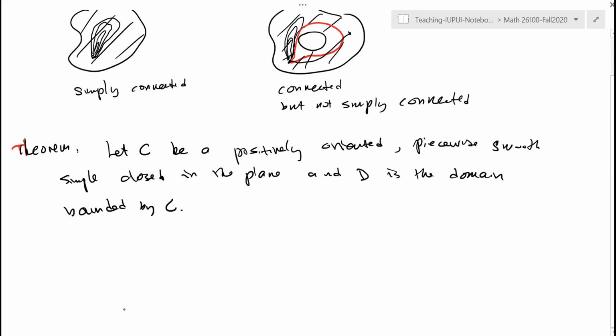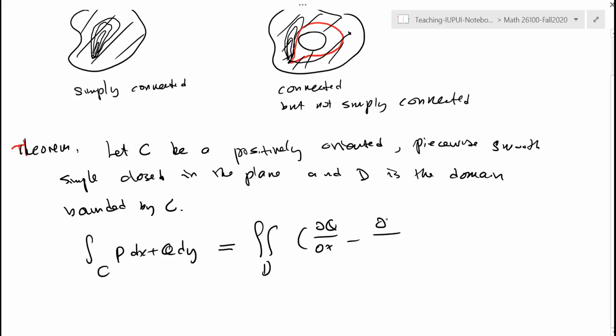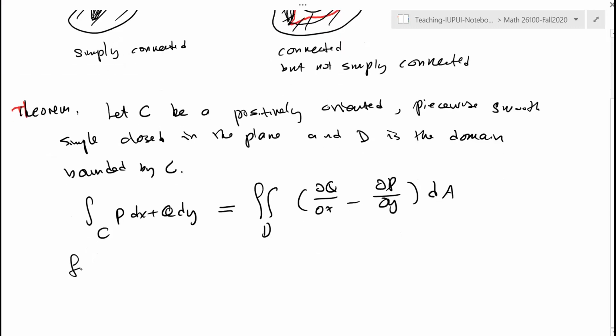We also have to assume that P and Q have continuous partial derivatives. Then the line integral of P dx plus Q dy over C is going to be changed to a double integral. That was a big discovery. This holds for any P, Q which have continuous partial derivatives.